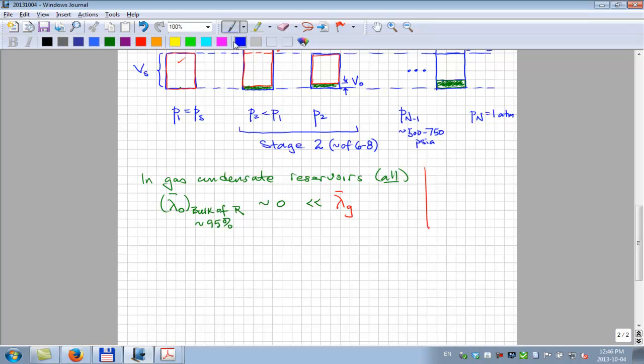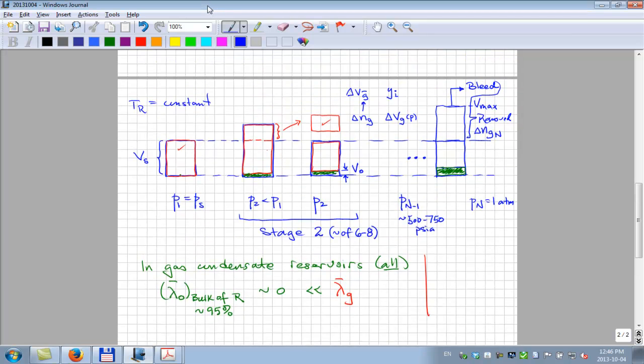Okay? So the interesting thing about this constant volume depletion experiment, what is the fundamental assumption? The fundamental assumption is that this oil here has what mobility? Zero. It's not going anywhere. That's a pretty good approximation. We're also maintaining this constant volume, kind of like the hydrocarbon pore volume, ignoring the compressibility of the rock and the water.